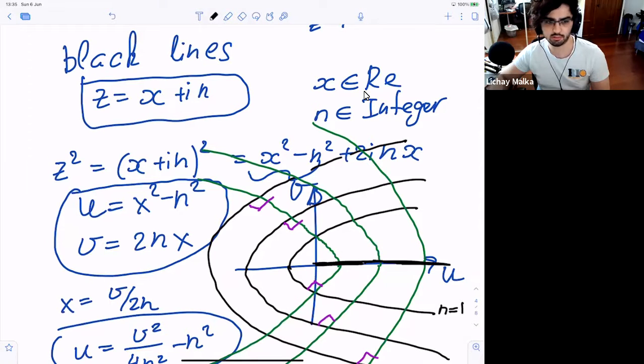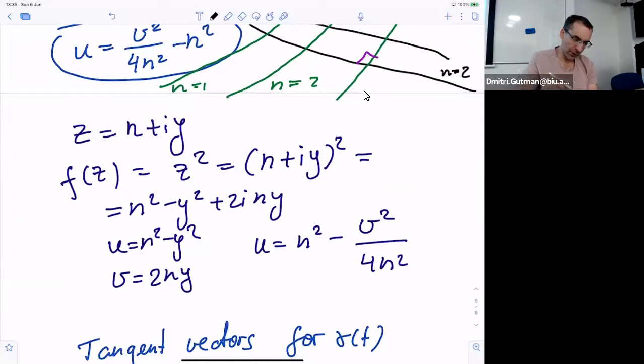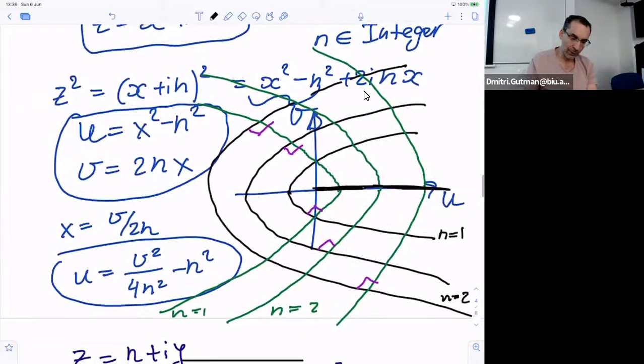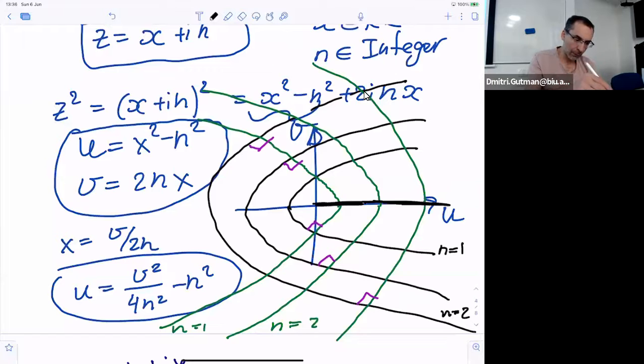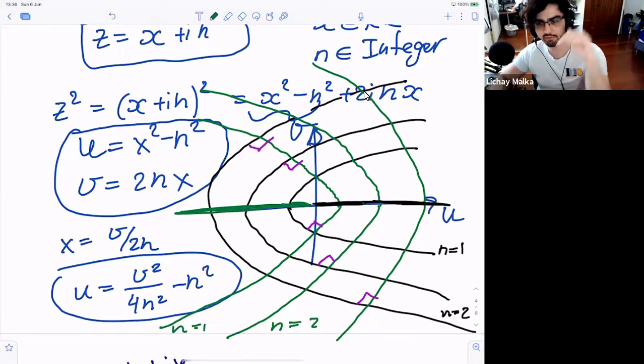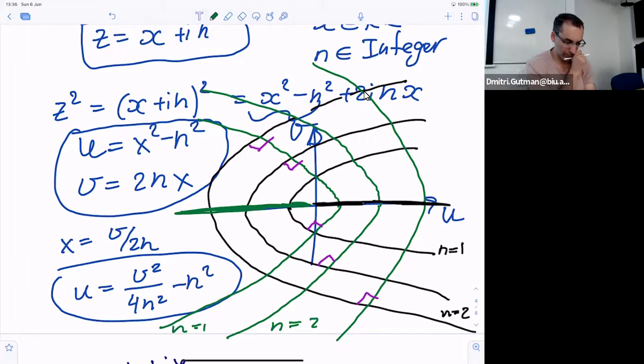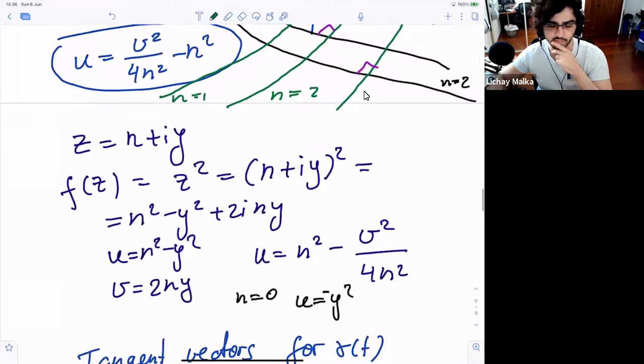And what about the other way? Will that get mapped into the positive v to make a right angle? Let's see. So n equals 0 will map to u equal to minus y squared. As y runs from minus infinity to infinity, this will map to the negative, I guess, v, vertically. No, to the negative u. Yeah, to the negative u.